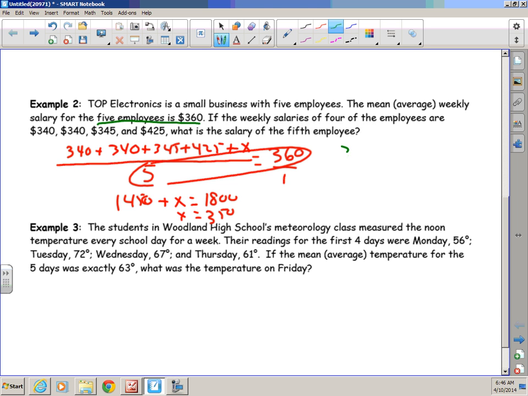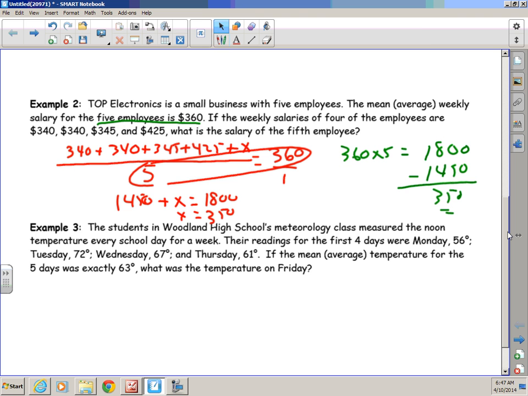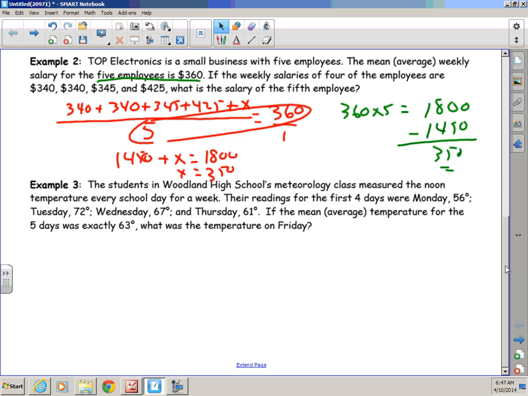Now, the other way you can do it is, you know, to have an average employee salary for 5 of them of 360, that means they must earn in total $1,800. The 4 of them have earned $1,450. That means the 5th one must earn $350. You can use either of these two methods as long as you show all your work. They are both acceptable. I like the one in green, but what you use doesn't matter to me.